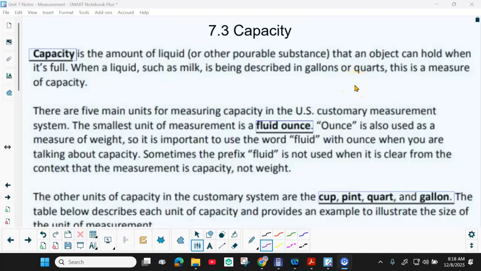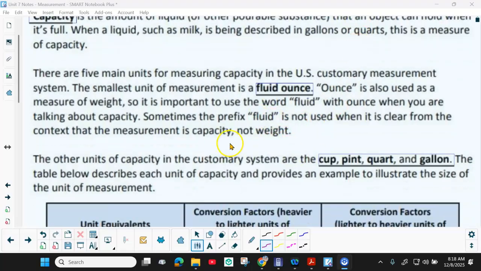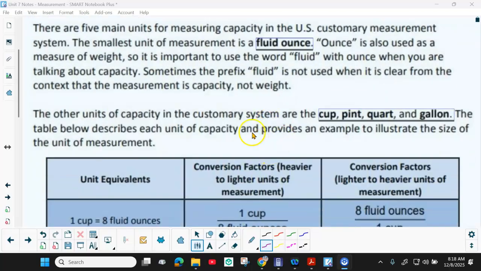So the units of capacity in the United States: we are used to using fluid ounces. Dry goods can also be measured in ounces, which is a weight. So just know fluid ounces and ounces, there's a slight difference there. There is a prefix of fluid when it's not dry ounces. Other units that we use are cups, pints, quarts, and gallons.